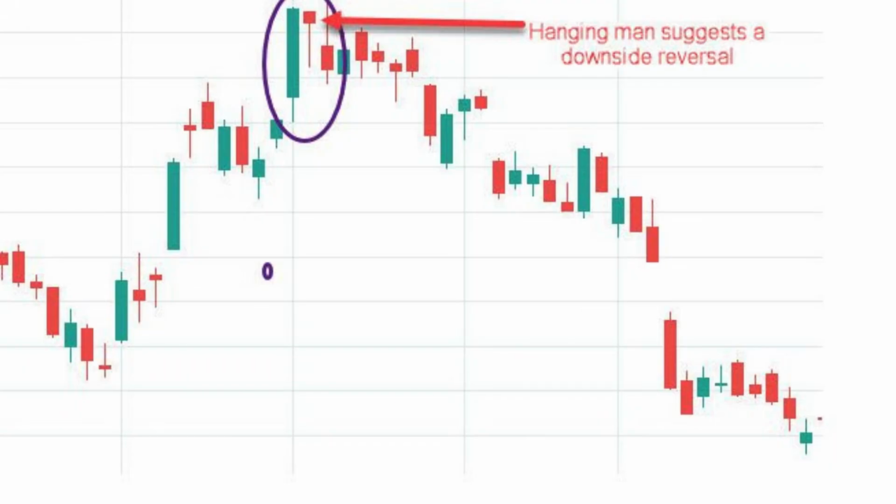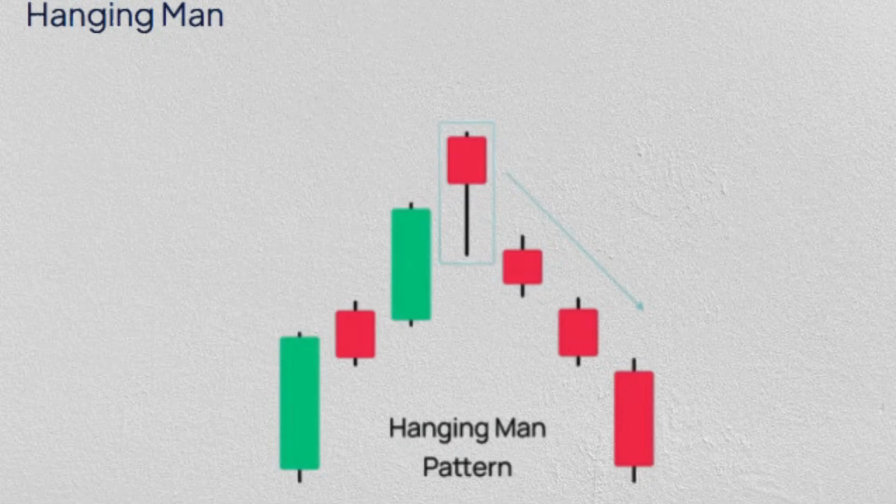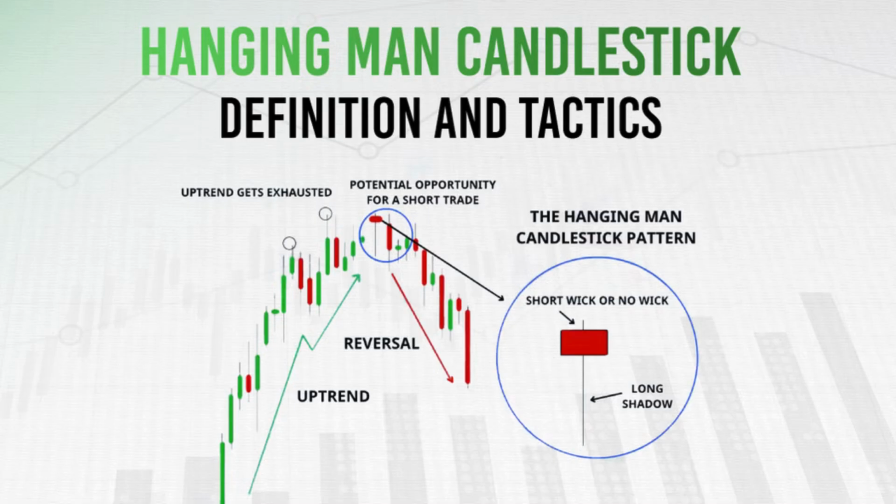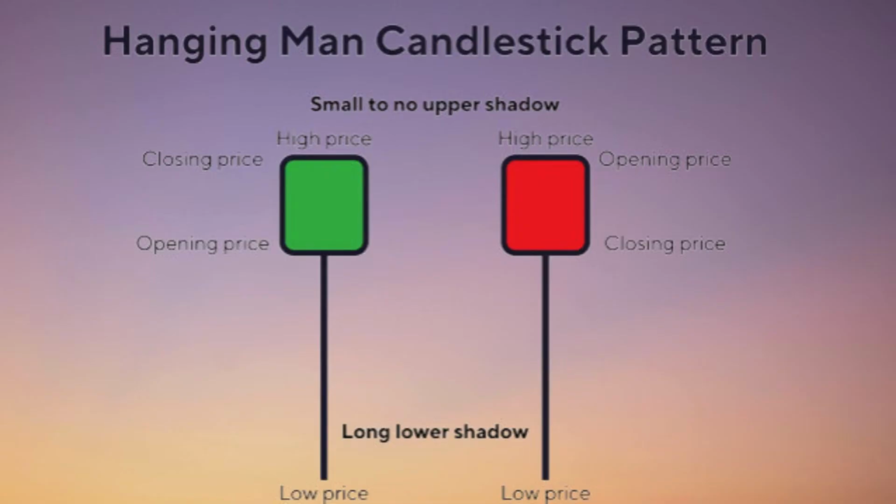Hanging man. The hanging man appears at the end of an uptrend, showing that sellers tried to push the price down, but buyers regained control. The long lower wick signals selling pressure. If the next candle is bearish, it confirms a possible trend reversal downward.